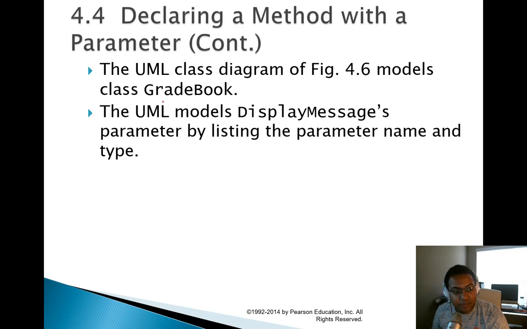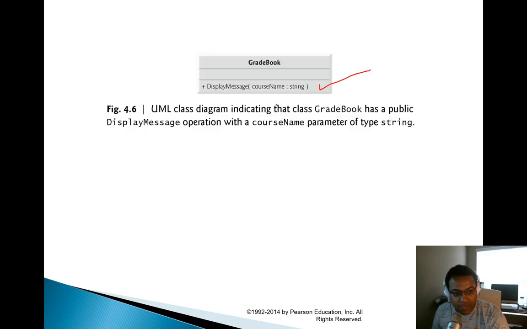The UML class diagram models the class gradebook. The UML models display message's parameter by listing the parameter name and type. And here we go. That's the name of the method. This is the name of the class. And that is the parameter and the type of parameter, the data type of the parameter. Think of a parameter as a variable. Think of an argument as the value.